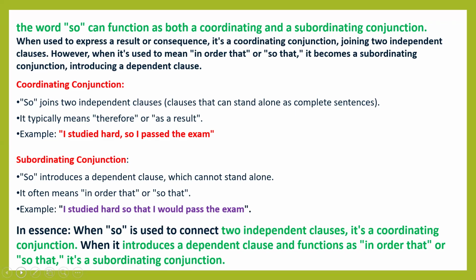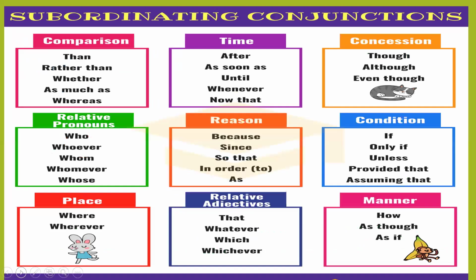"I studied hard so that I would pass the exam." Here, "so that" is a subordinative conjunction. It introduces a dependent clause and functions as "in order that" or "so that." A few examples: comparison, time, concession, condition, manner, reason. Relative pronouns and relative adjectives, which we will learn in the next video.